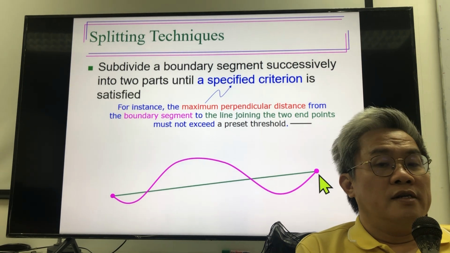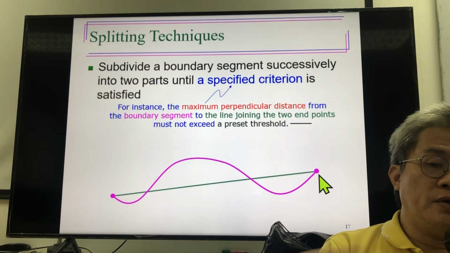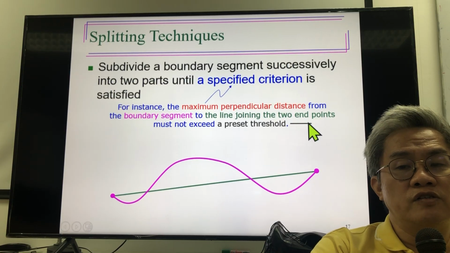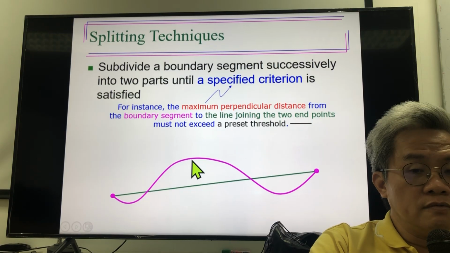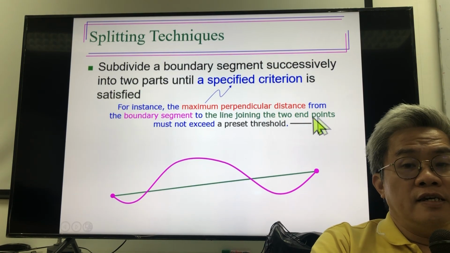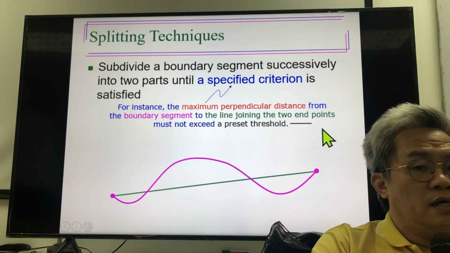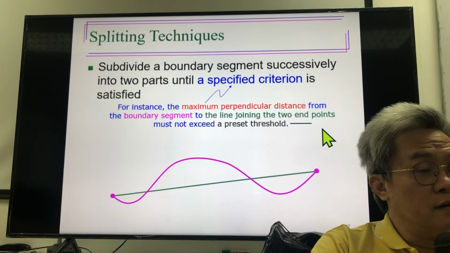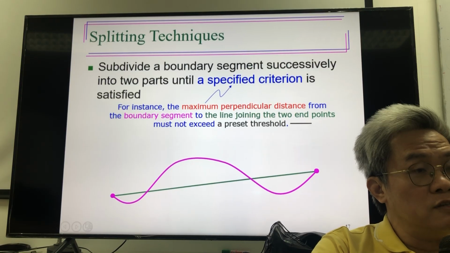Probably not. Now, we need to form a certain threshold. For example, here, the black line is a certain threshold. We say that if the distance from the curve to the straight line is more than this threshold, you're gonna have to split the curve into half.